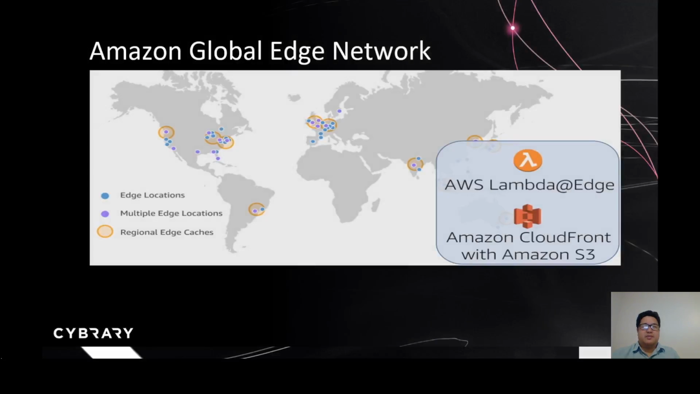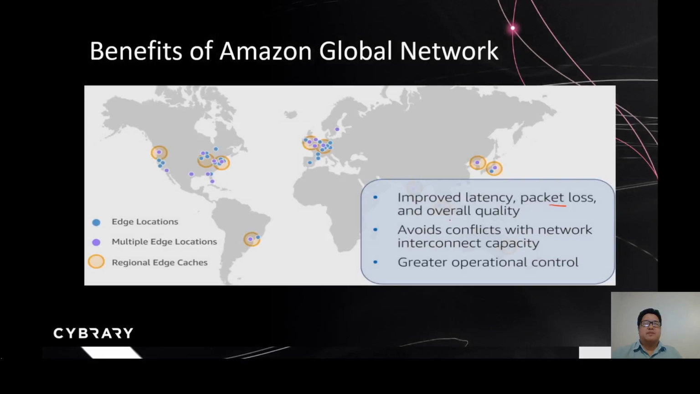Amazon Global Edge Network consists of edge locations, multiple layers of edge locations, and most of all the regional edge caches, wherein they utilize Amazon CloudFront with Amazon S3 and a technique using AWS Lambda@Edge. Benefits of Amazon Global Network: improved latency, decreased packet loss, and better overall quality. So it therefore gives you greater operational control.